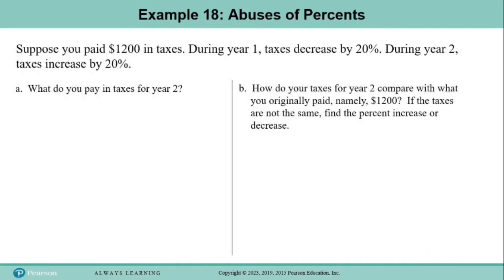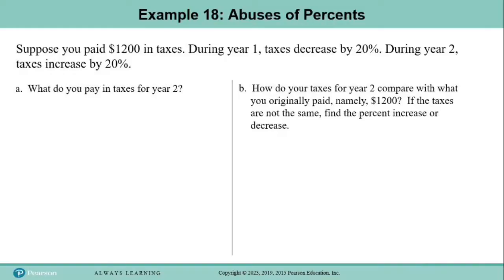And finally, example 18. So this is our last example together for this section. Suppose that you paid $1,200 in taxes. During year 1, taxes decreased by 20%. During year 2, taxes increased by 20%. What do you pay in taxes for year 2?